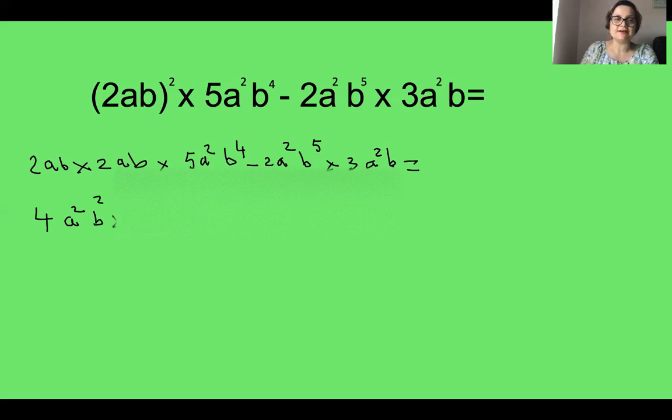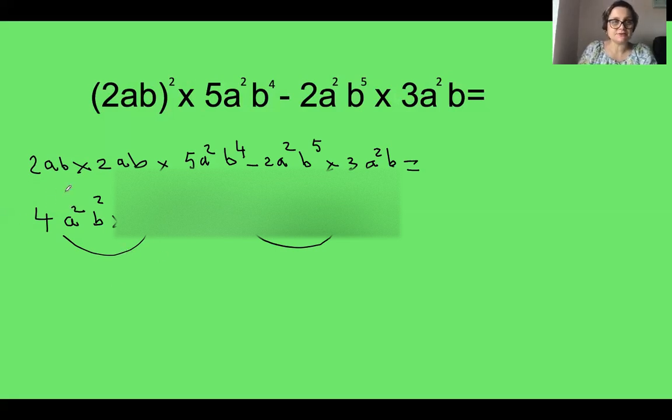Let's write this as they are. 4a^2b^4 times 5a^2b^4, minus 2a^2b^5 times 3a^2b, equals. Now, here you have a multiplication here, and take away a multiplication there. And according to BODMAS, we are going to do the multiplication first.